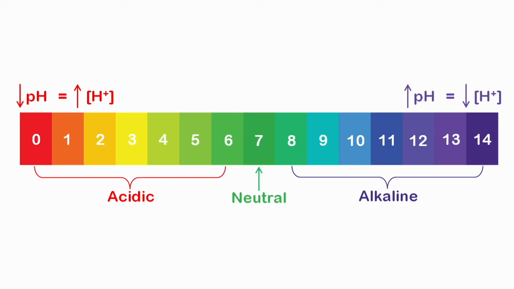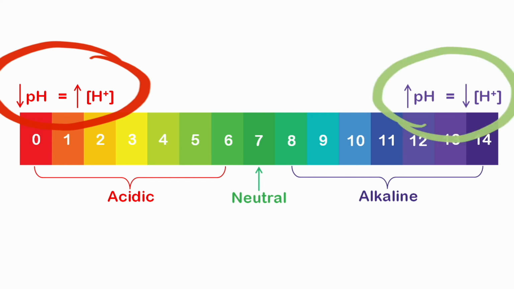The pH scale ranges from 0 to 14. Roughly speaking, if a solution is in between the pH ranges of 0 to 6, it is considered acidic. If it is between 6 to 8, hovering around 7, it is considered neutral. And if the solution is between 8 to 14, it is considered basic, or in other words, alkaline. So the lower the pH, the more acidic a solution is, and the higher the pH, the more basic or alkaline a solution is.